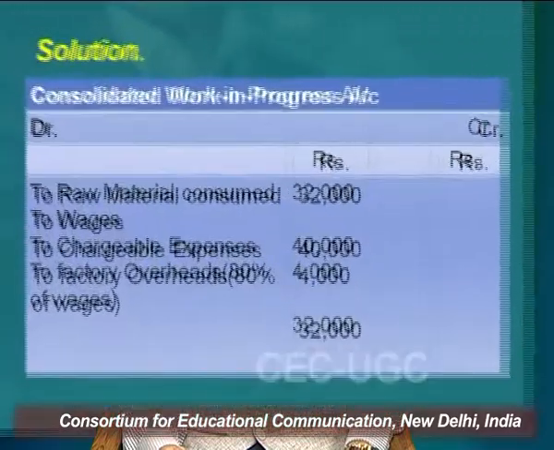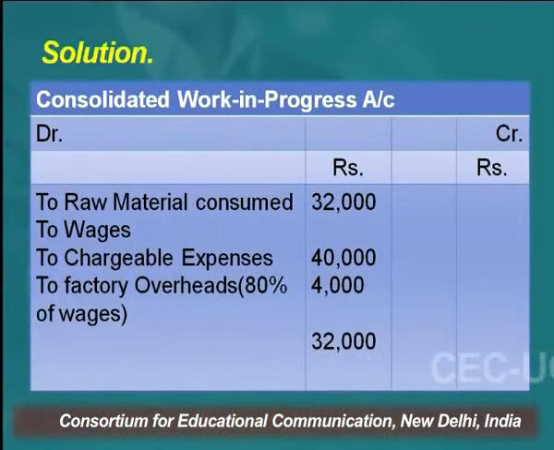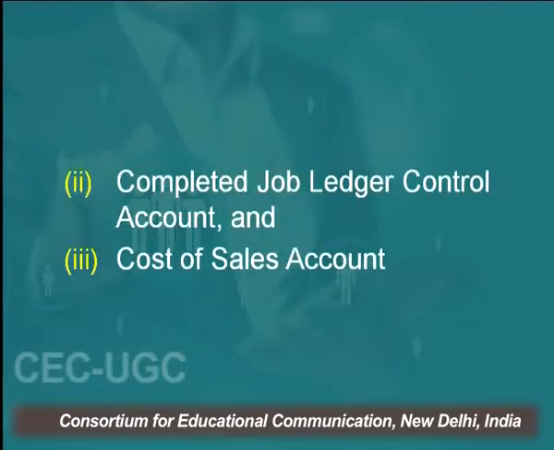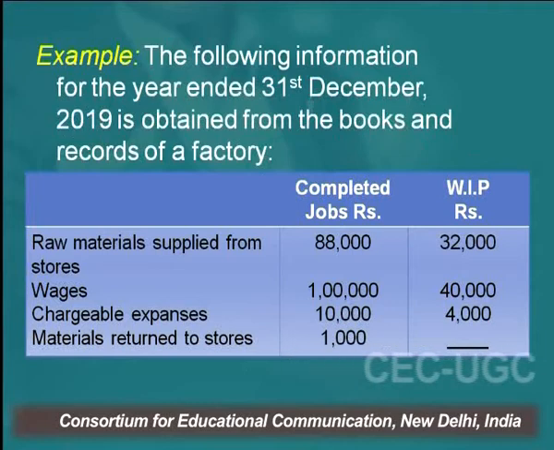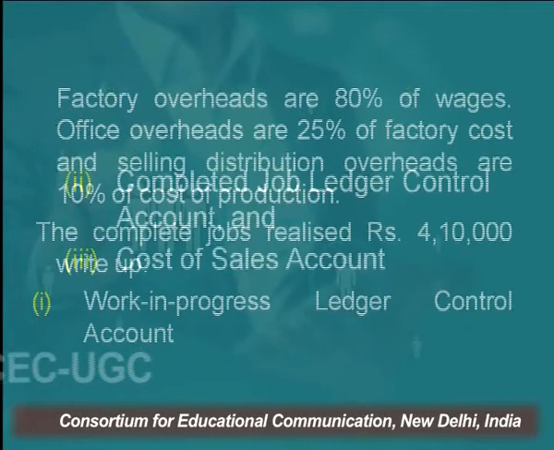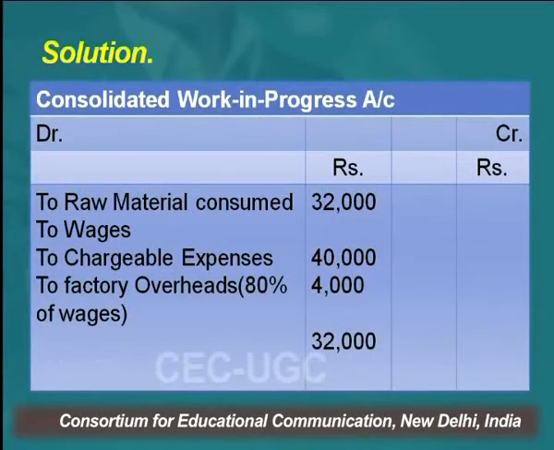So let's first take how you prepare the consolidated work in progress account. See, there are the debit side and the credit side. If you prepare it in accounting form, the credit side I've intentionally not equalized because of space constraints here. On the debit side, raw material consumed is given for work in progress, because in your example you are given work in progress and completed jobs separately. So I'll prepare the two separately. So this is the work in progress account.